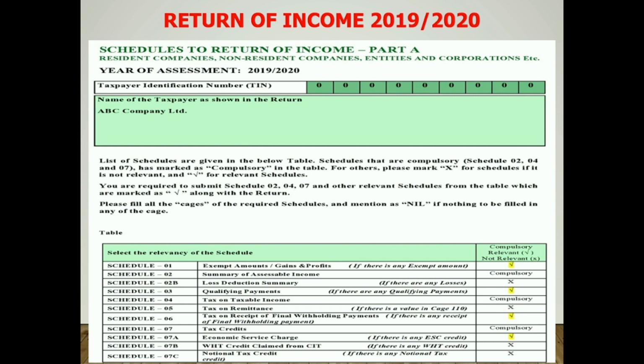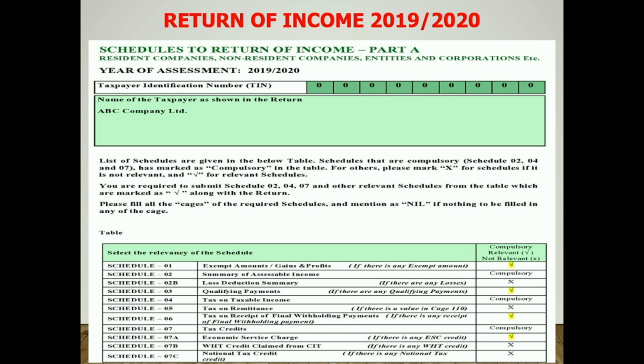We have final withholding payments in the form of dividend and EAC also. Therefore, those schedules are also relevant. But we don't have non-final withholding tax credit and notional tax credit brought forward. Therefore, I put cross in these two cages.